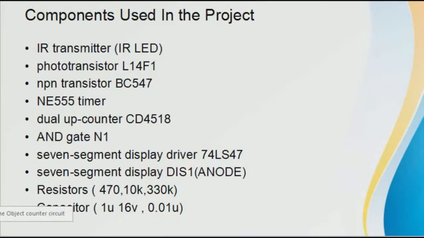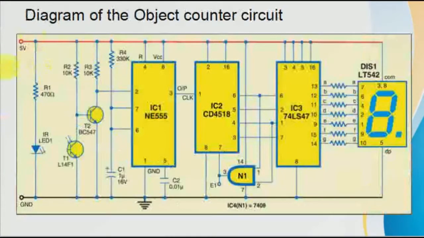So let us see what the circuit looks like. This is the outcome of how the circuit looks. As you can see, this is an IR LED and this is a phototransistor. The IR LED will throw a beam of light on the phototransistor, and then it will go to the 555 IC where the counting will start. The main counting will be done in CD4518, and afterward it will pass the information to this 7 segment decoder, and then the decoder will display it on the 7 segment display.